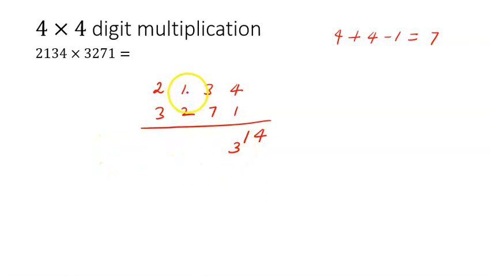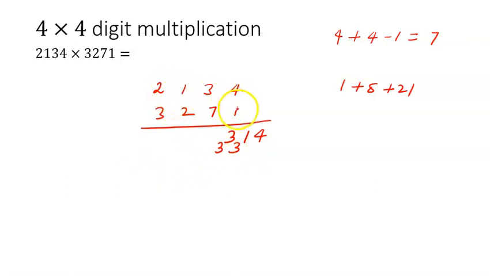Now third step, 1 into 1, 1, plus 4 into 2, 8, and plus 3 into 7, 21. So 21 plus 8, 29, plus 1, 30, and plus this 3 carryover term. So 33. So now again we get the 3 as the carryover term.